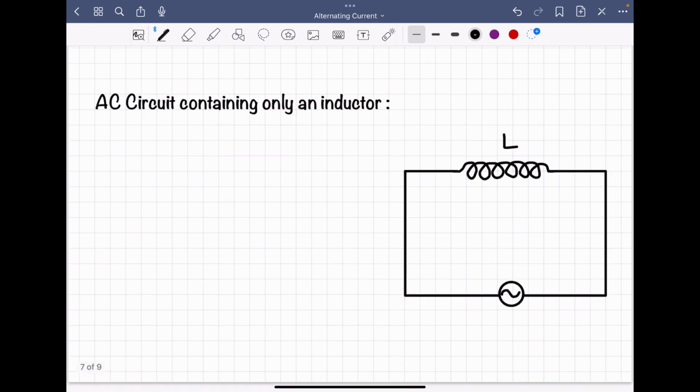Then we have an AC circuit containing only an inductor, okay? That means in a circuit we have only an inductor and one AC source is there. AC source means here we have to give an input of E equal to E naught sin omega t. First we have to write here E equal to E naught sin omega t.